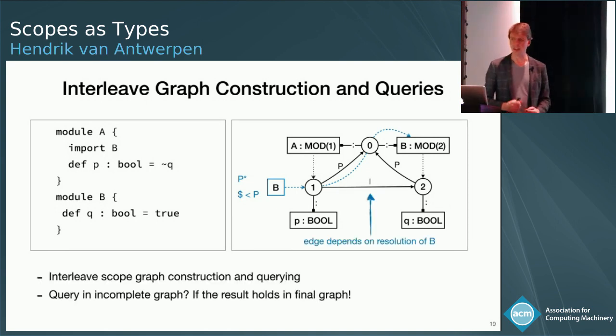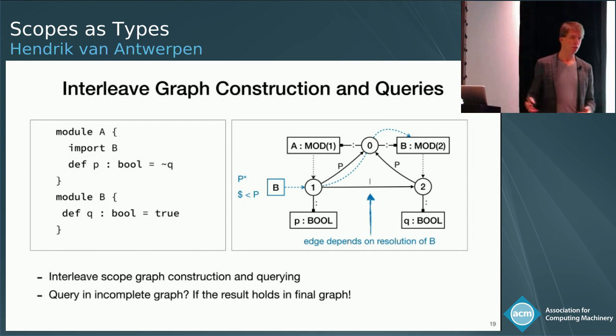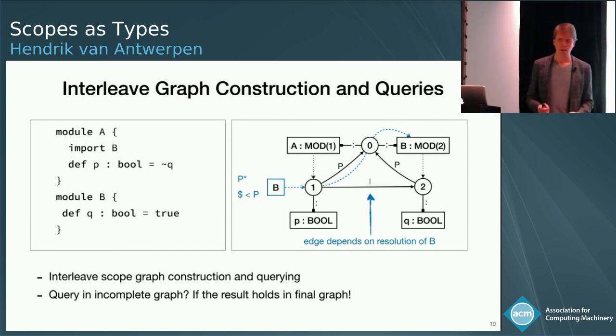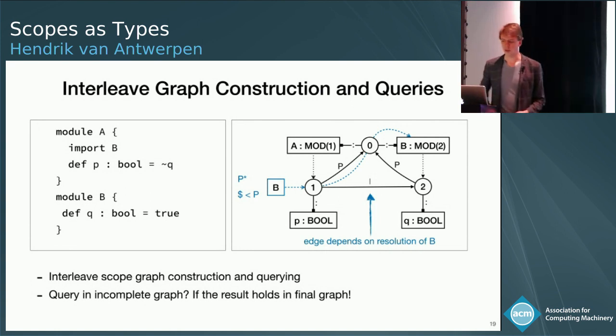So there's a dependency here, which means that in our execution mechanism, we need to make sure that we can interleave querying the graph and constructing it. So we want to do these queries in an incomplete graph. And the question is, well, can we do this? Is this sound? And we say, well, if we can do the query in such a way that the result will also hold in the final graph, then we're okay with doing that. However, if this is not the case, then we don't want to do that.